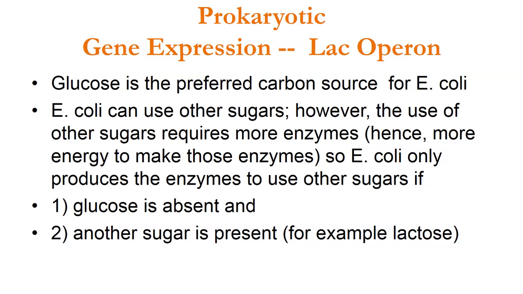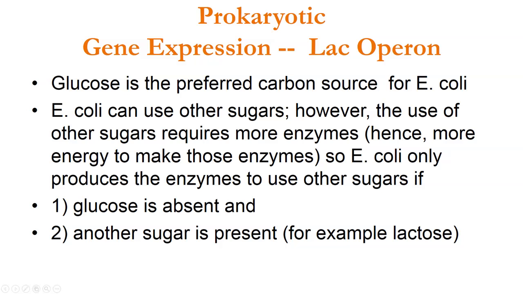And in this case, also when glucose is absent. So if glucose is there, it's always going to use glucose. Doesn't matter what else is there. If glucose is absent, then it's going to try to use something else. But what it's going to try to use depends on what's available. Okay? And in this case, we're going to be talking about lactose. This is another alternative sugar. And so the genes involved in metabolizing lactose.